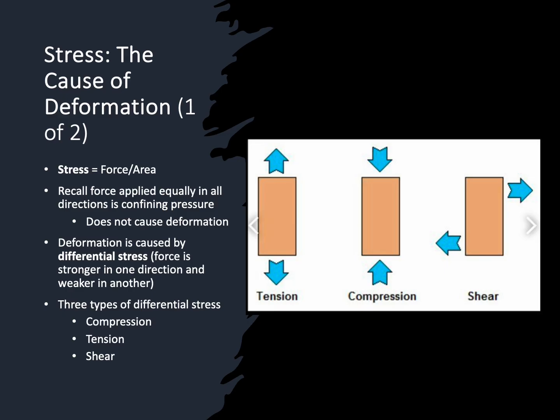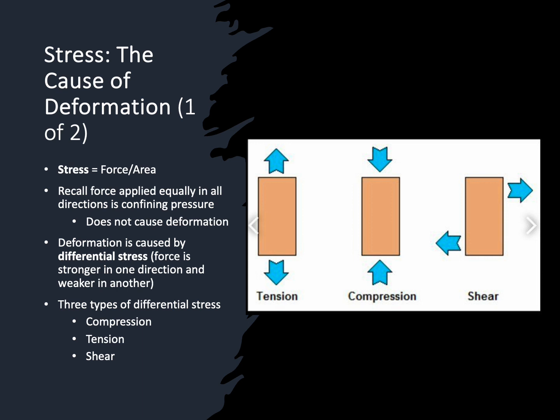The reason why our surface deforms is all due to stress. And stress is just force over an area. It's pressure that's applied in some way. If we're applying pressure equally in all directions, this is called confining pressure. And with this, it doesn't cause deformation. Instead, it just causes it to shrink in size, but it remains its overall shape.